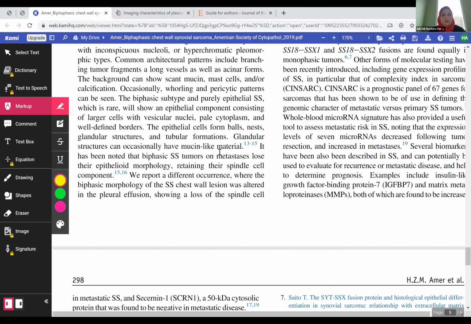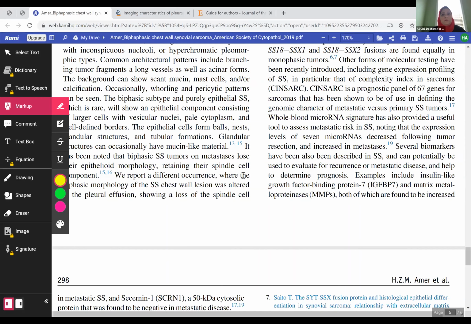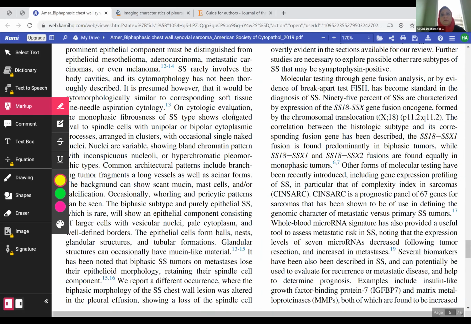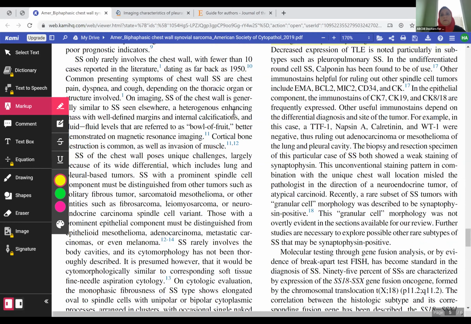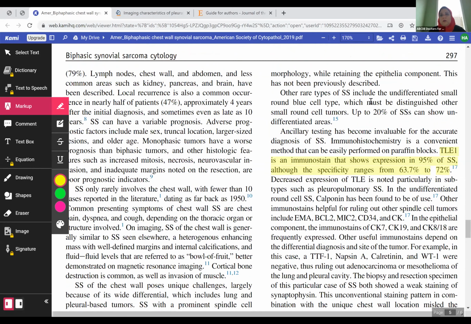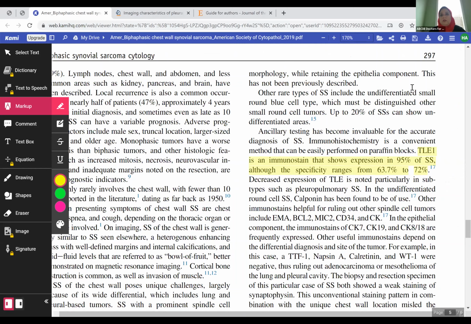Now, this sentence is also important. Biphasic synovial tumors on metastases lose their epithelioid morphology, retaining their spindle cell component. So this is what makes my case report different, because we report a different occurrence. Instead, when the biphasic morphology of the chest wall lesion was altered in the pleural effusion, it showed a loss of the spindle cell component, and instead of the loss of the epithelial component. Okay, so all right, and then I mentioned other rare types.